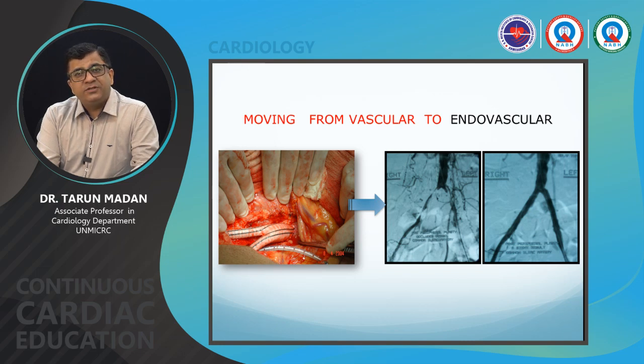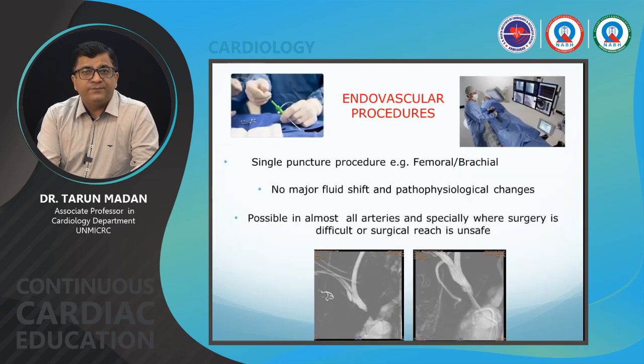In the second picture, it is shown that the right iliac artery was critically narrowed, 99%, almost at the verge of occlusion. The left iliac artery is totally occluded, and we have deployed two stents, right side and left side, which has given very good flow to the common femoral artery, and the patient is walking the very next day.